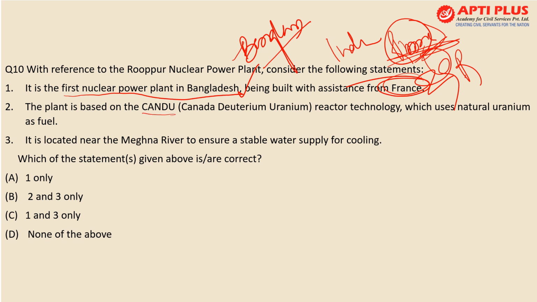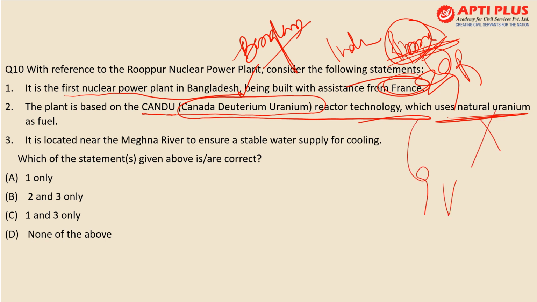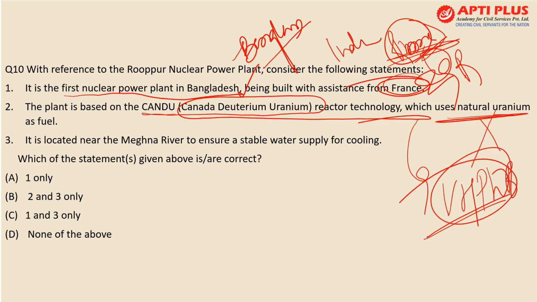The plant is based on the CANDU, Canada Deuterium Uranium reactor technology that uses natural uranium. So this is incorrect. It is based on very heavy pressurized water reactor technology, because Russia makes its nuclear reactors on this technology, while Canada makes on CANDU technology. It is located near Meghna. So this is wrong. It is located near Padma River for water supply.